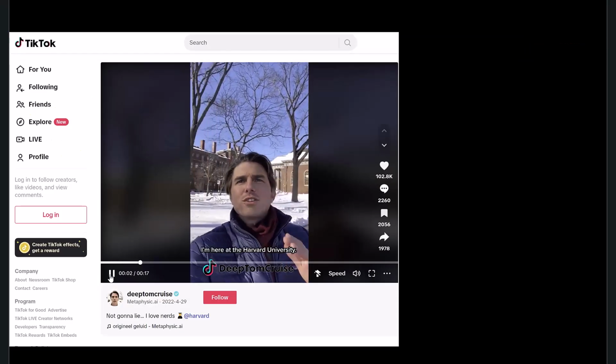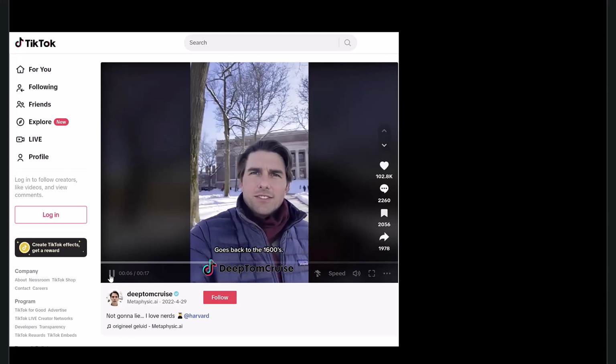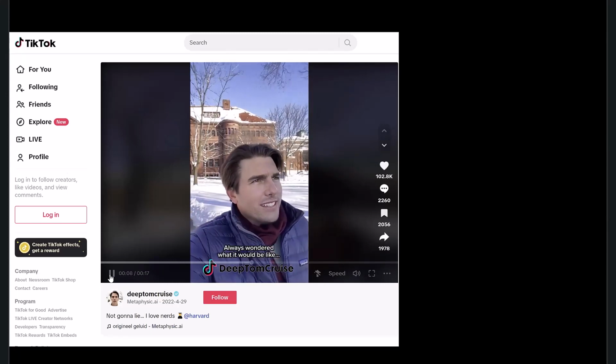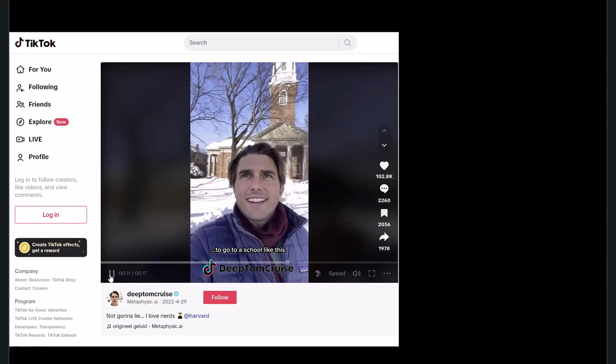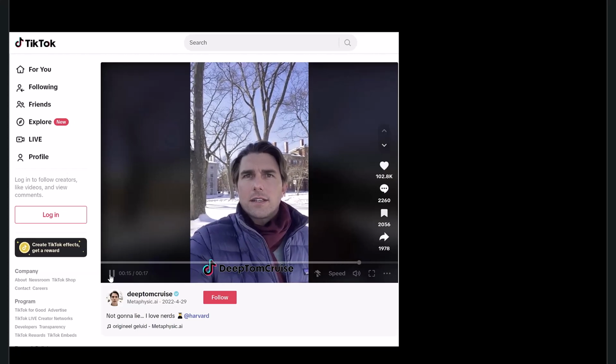I'm here at Harvard University. Just an extraordinary place. Goes back to the 1600s. Always wondered what it would be like to go to a school like this. Pretty nerdy stuff. Serious nerds.